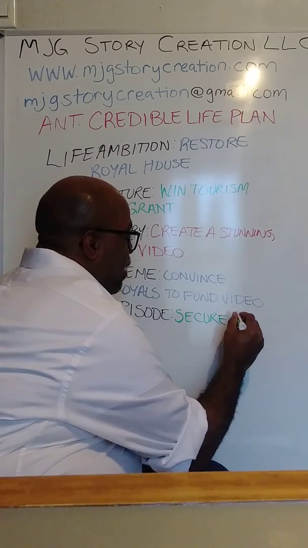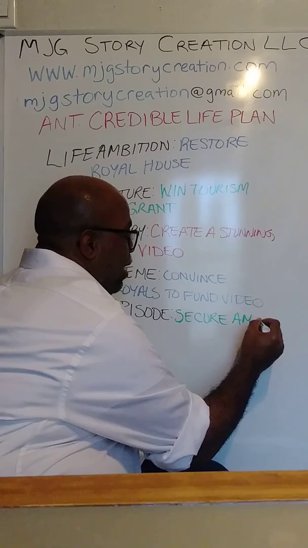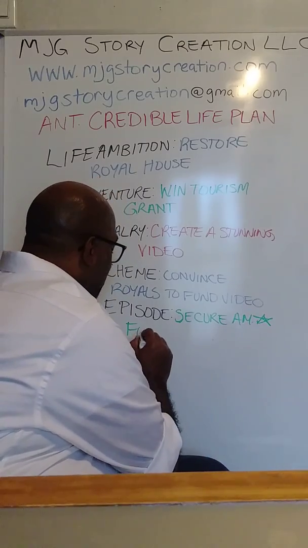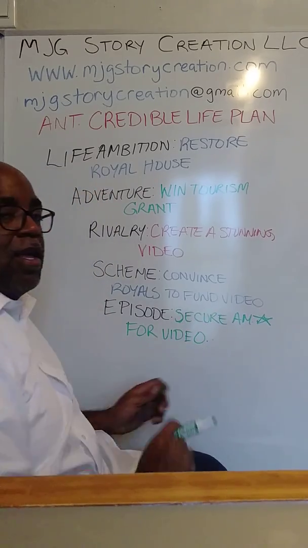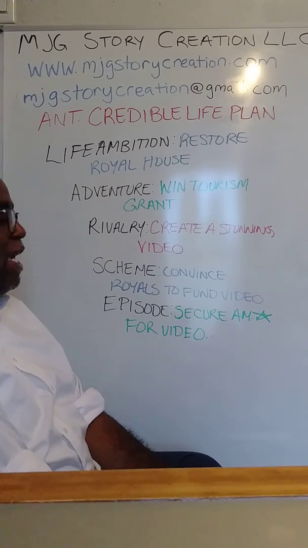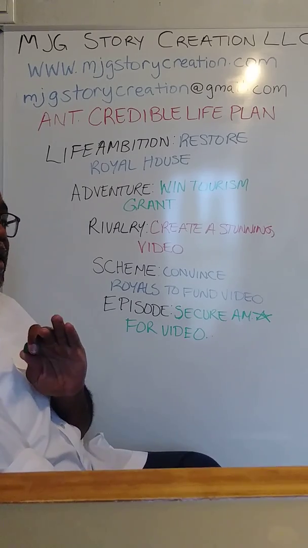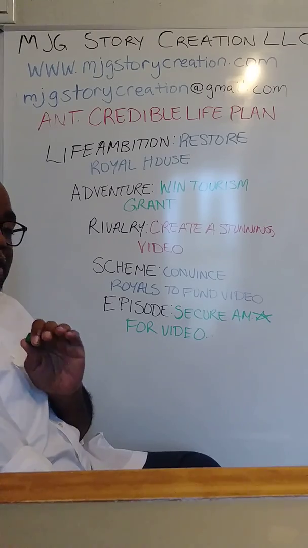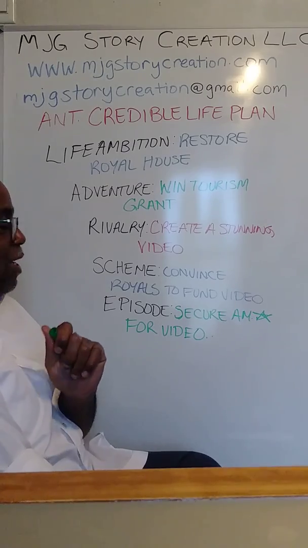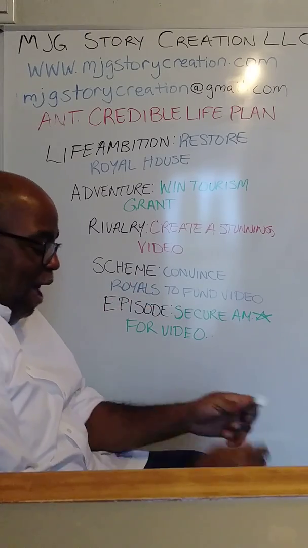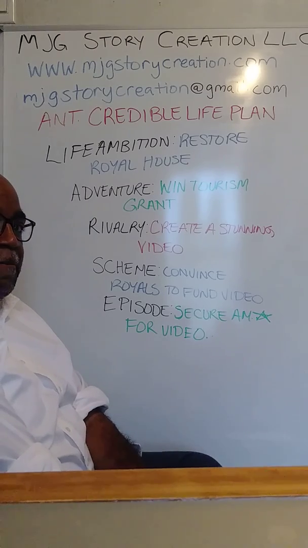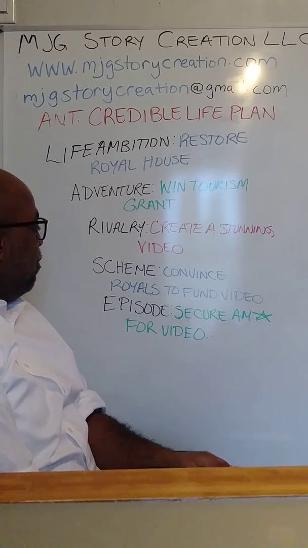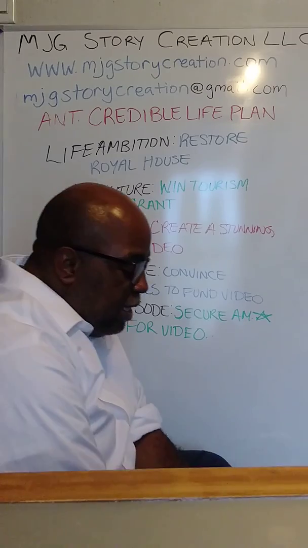Secure American star for video. And now we see where our protagonist comes in. So the protagonist thinks that he's coming for one thing, and it actually turns out that he's coming for something else. So that's the flip that happens. So what you have here are two characters that are very manipulative, and it's going to be a lot of fun, or at least I plan for it to be a lot of fun. The last thing is the scene.